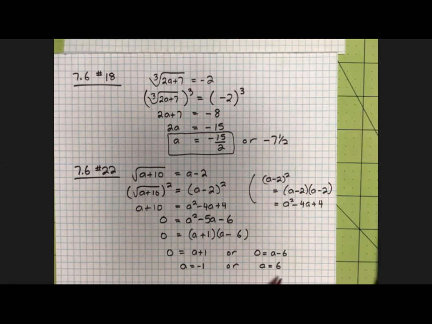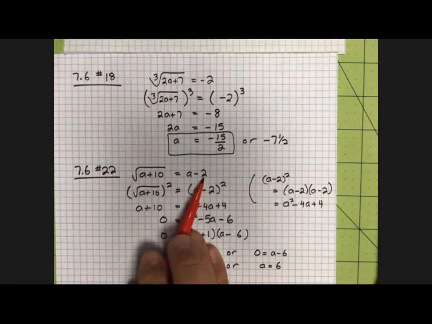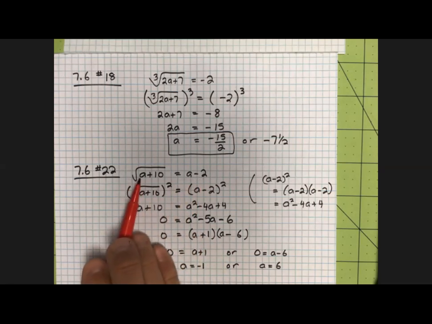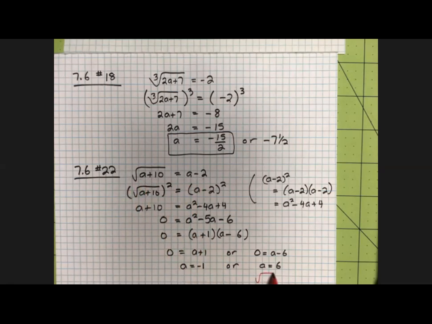I'll try the one that works first, the 6. 6 minus 2 is 4. And 6 plus 10 is 16. The square root of 16 is 4. I didn't write out what I just said. I just said, okay, I'll put it in. I see square root of 16 on the left. I see 4 on the right.